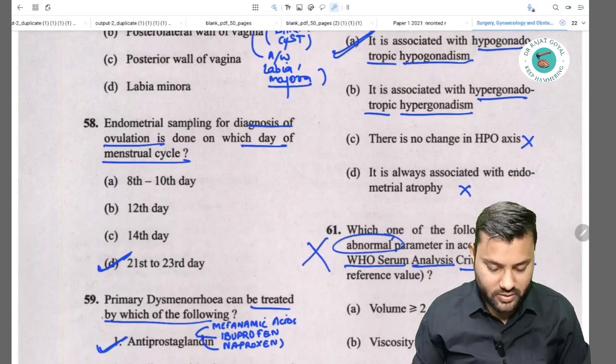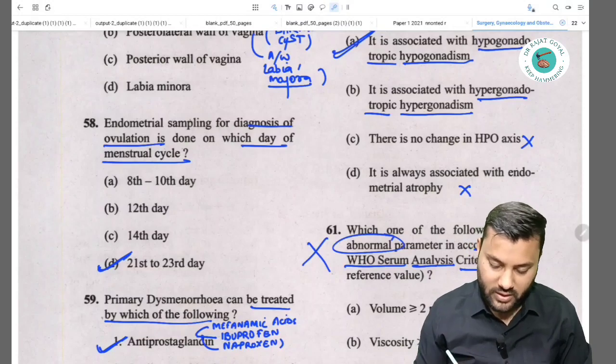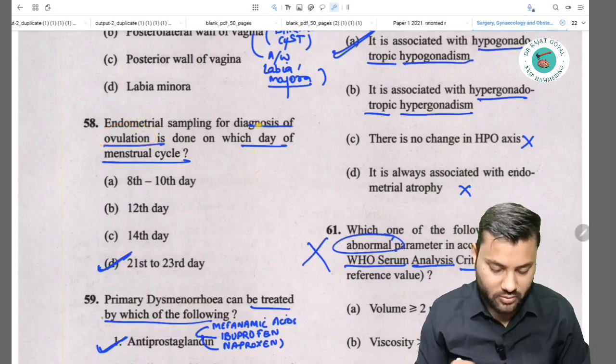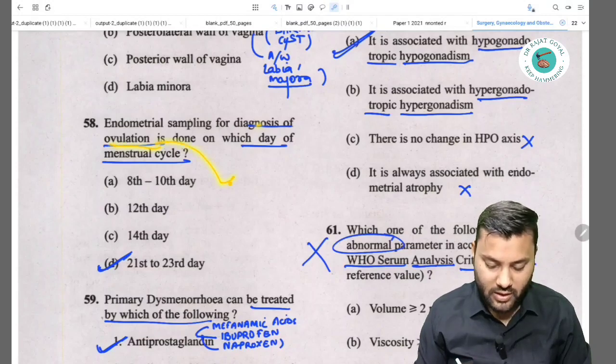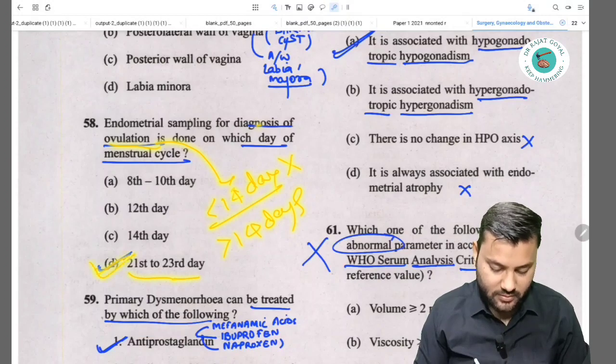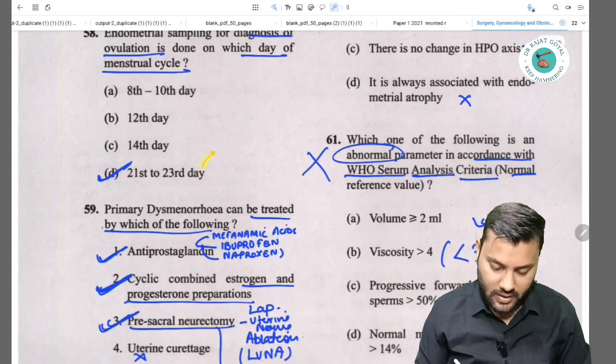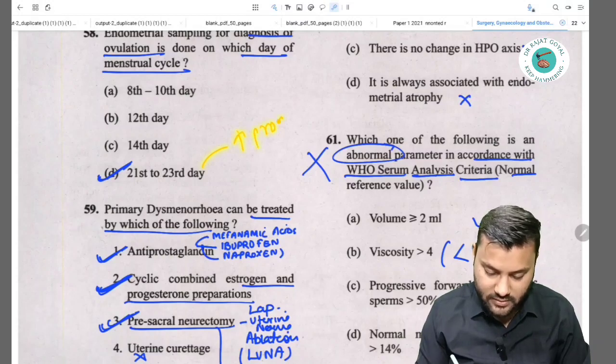Endometrial sampling for diagnosis of ovulation is done on which day of the menstrual cycle? It is generally done after ovulation only, because we have to diagnose ovulation, so we cannot do it before 14 days. So it is not done before 14 days, it is done after the 14th day. So here the option will be the 21st to 23rd day. Here the progesterone is highest.